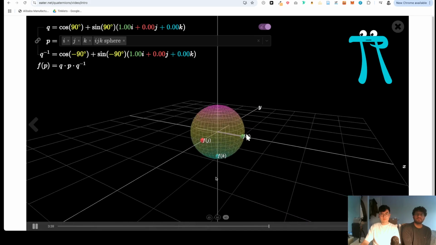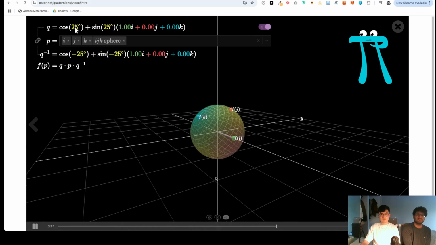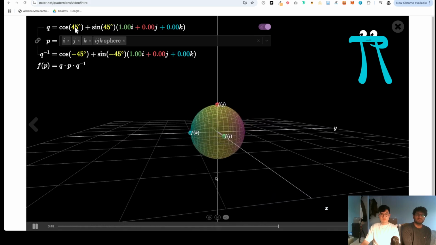Now, another thing you might have noticed is that there's a certain angle doubling thing that happens here. Notice, when we change this angle from 0 up to 45 degrees, the sphere is actually rotated 90 degrees. And if I push that up to 90 degrees, the sphere is actually rotated 180 degrees. Really? Is that what we observed?